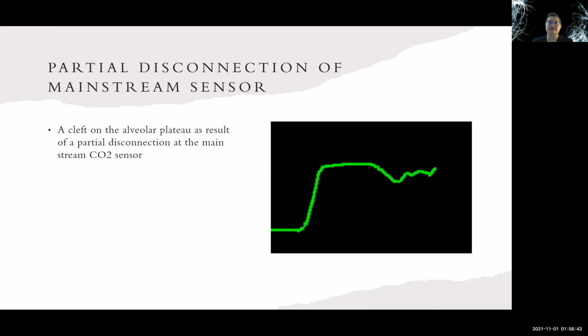Now, sometimes our connectors may become disconnected, and we might see a partial disconnection change. Again, frequency and rhythm are going to be regular or irregular depending on the frequency and the severity of the disconnection. The cleft will go below phase 3, so it's an added dip, but it also has a little bit of an oscillation to it before that inspiratory segment actually begins. And this is just a slight disconnection of our mainstream sensor.